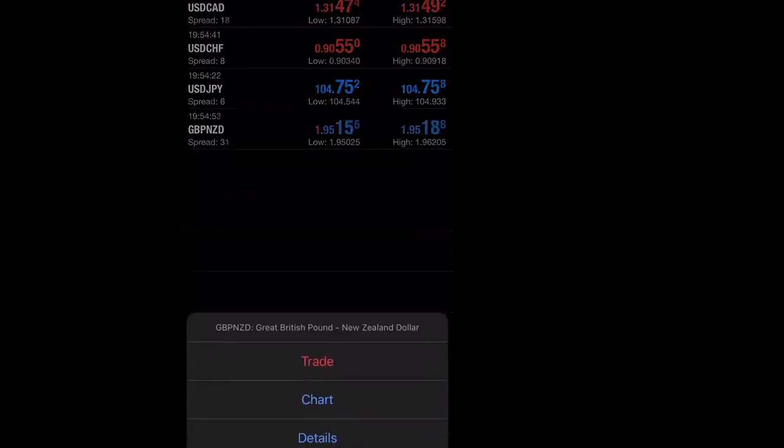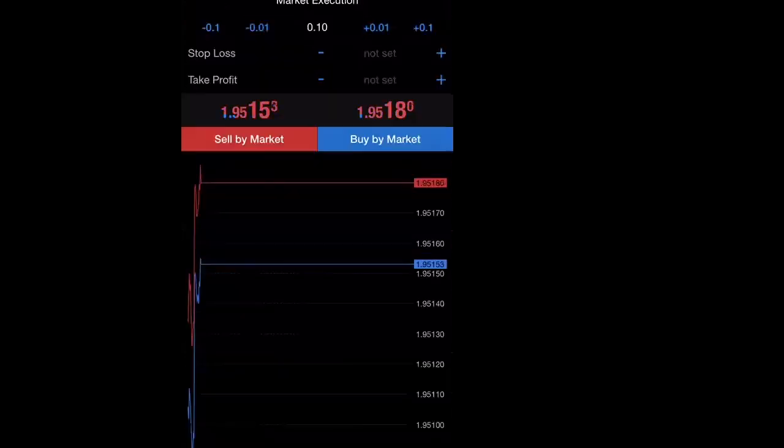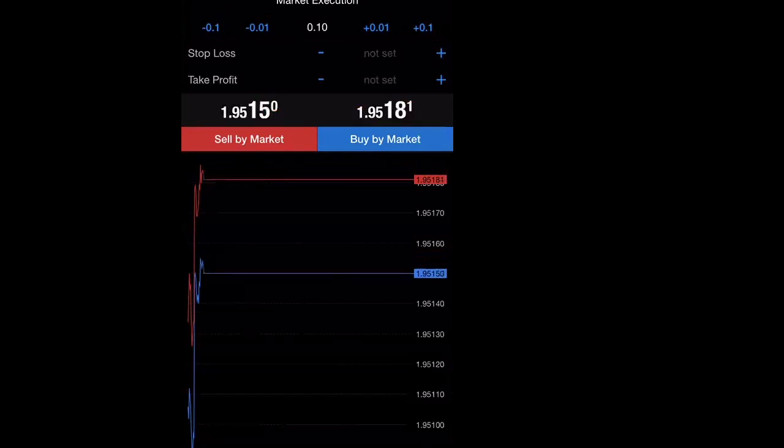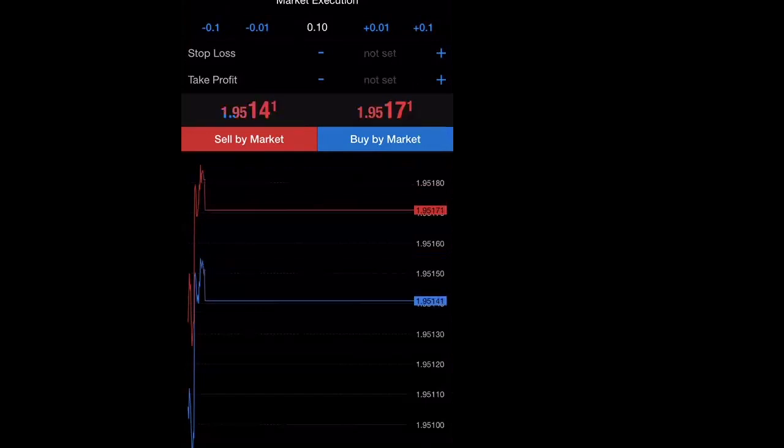You're going to click on trade. And it's going to ask you for a stop loss. It's going to ask you for a take profit, and it's going to ask you whether you want to sell the market or buy the market, right? So all we're literally doing is copying and pasting. That's what I'm going to start off with. I'm going to show you guys how to copy and paste.